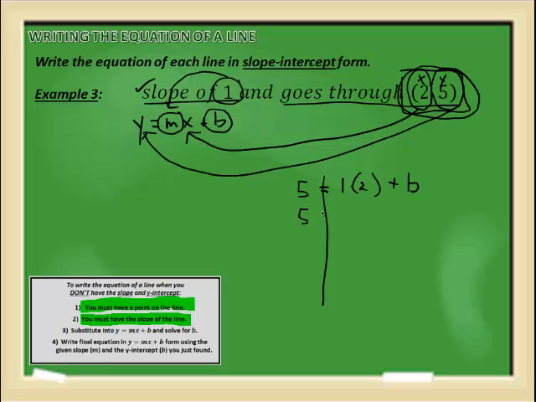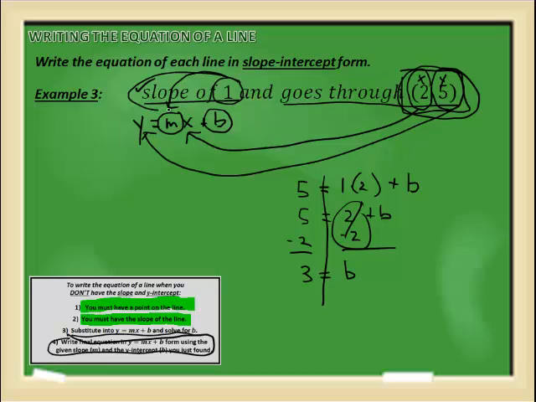So I'll go ahead and multiply the 1 times 2 and get 2 plus b. I'll subtract 2 from both sides. That makes a 0 pair, and I have b is going to be 3. So I substituted into y equals mx plus b, and I solved for b. The last thing is we're going to write the final equation in y equals mx plus b form using the slope that was given and the b that I just found.